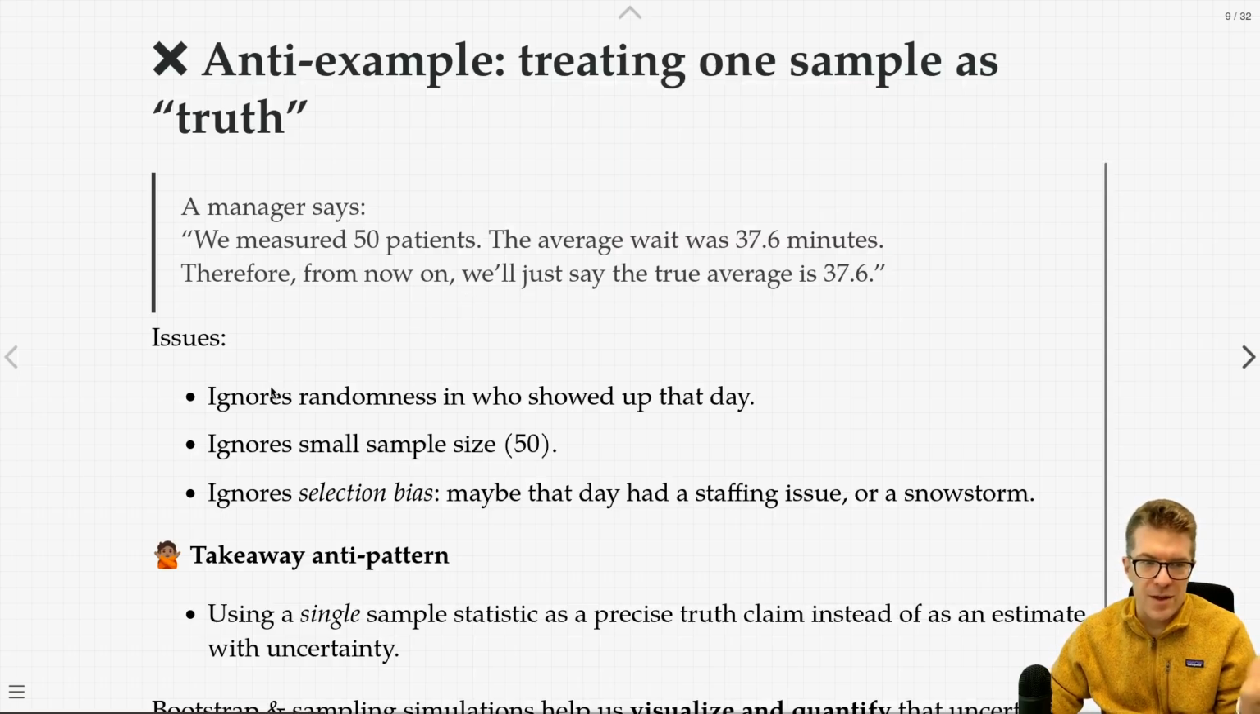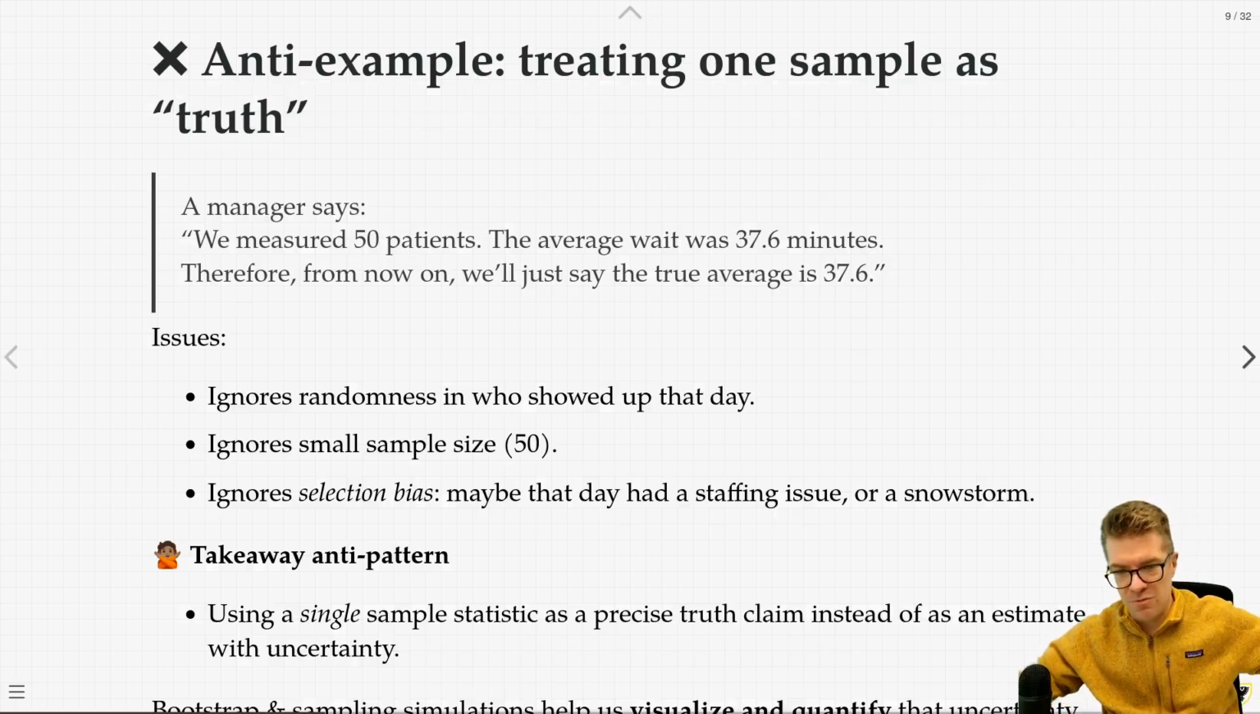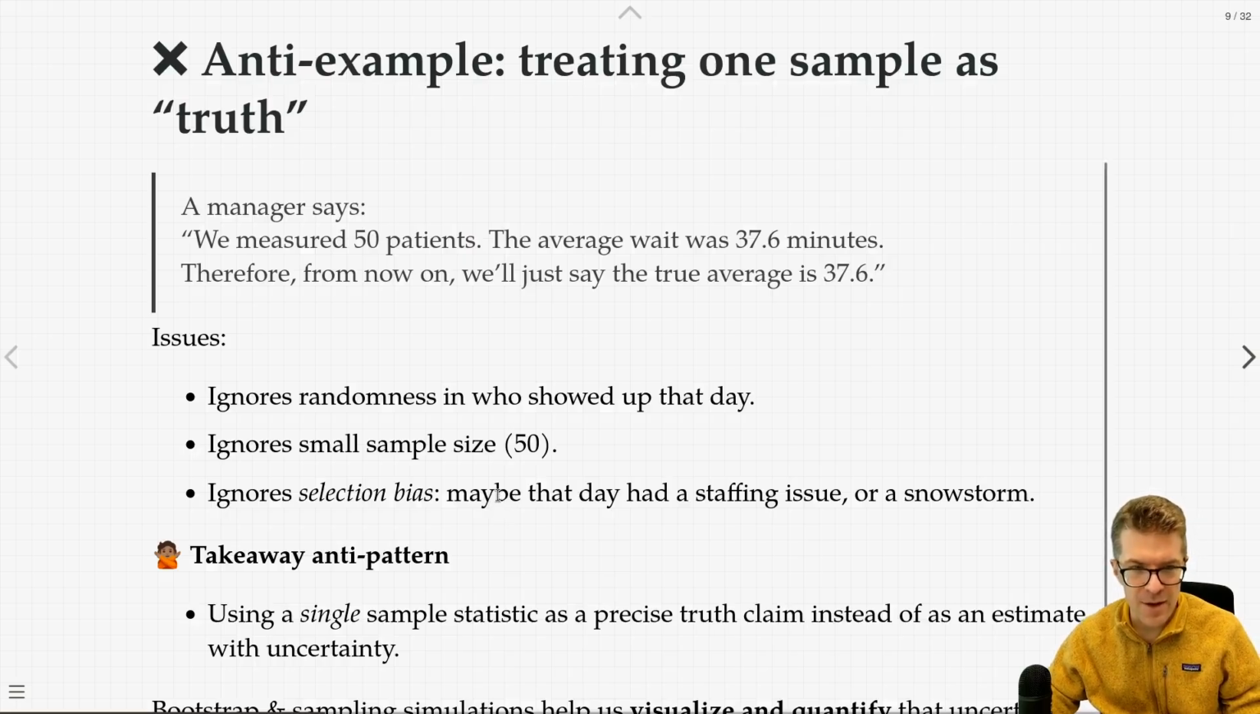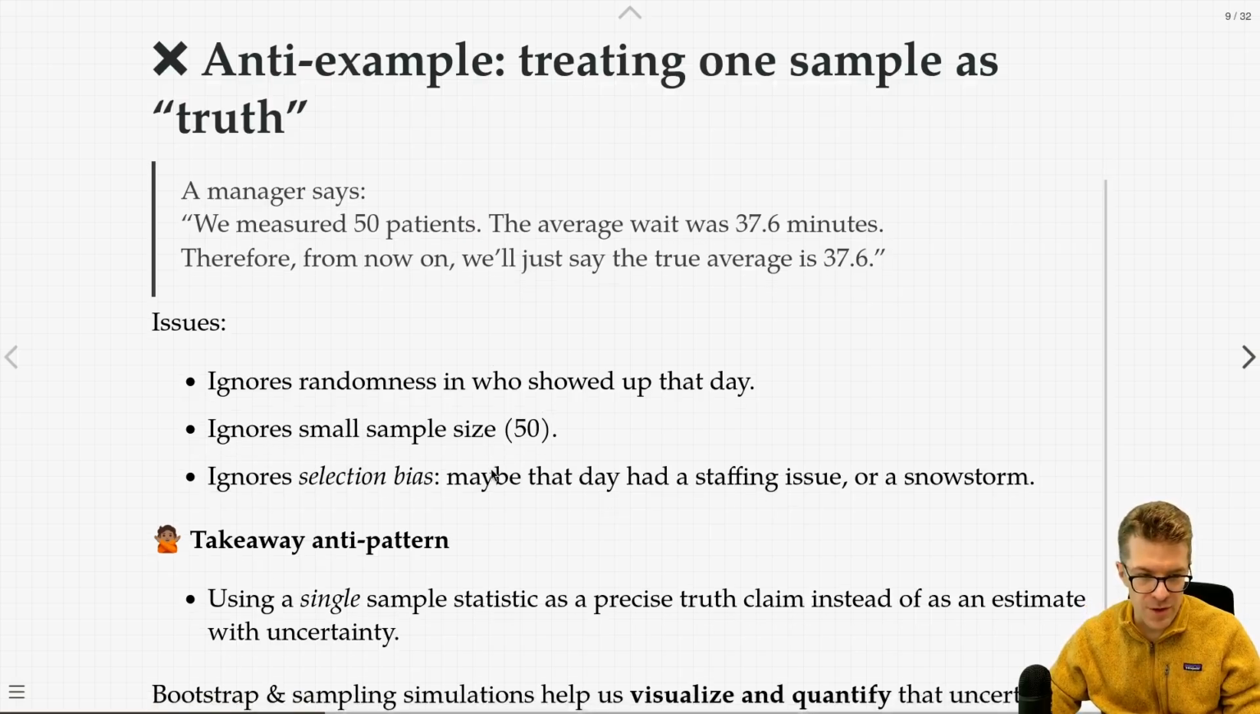There's randomness in who showed up that particular day. There's all this noise that exists in the real world. The sample size is very small. 50 patients can be a large number in some contexts, but in the context of waiting rooms, this is a small sample size, so it doesn't really give you a decent enough spread or an estimate of what the data ought to look like on a typical day. And then there's selection bias. Maybe that day had a staffing issue, maybe there's a snowstorm, which we tend to get across Canada, that just changed the behavior on that particular day, and if we just sampled the next day, we'd get a very different distribution. So you can come up with a lot of these on your own.